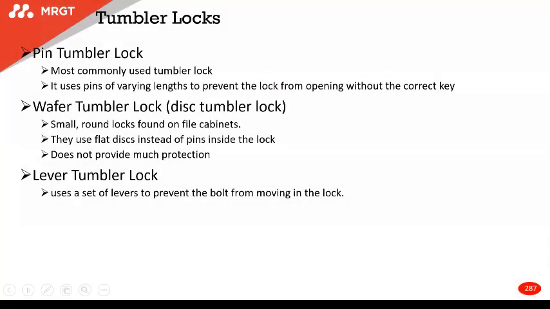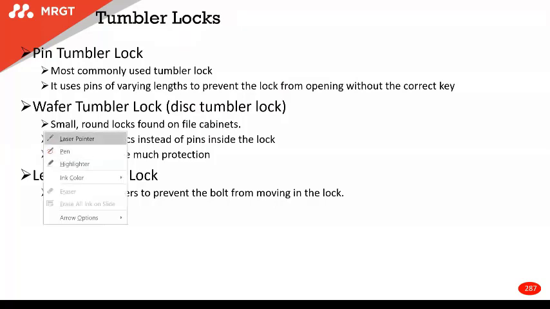As I was saying, the pin tumbler lock has pins inside it, the wafer tumbler lock has discs, and the lever tumbler lock has a lever. Mostly it's used for safes. These are like moving levers. Let me just make a sketch. Should I get a pen? Yep.